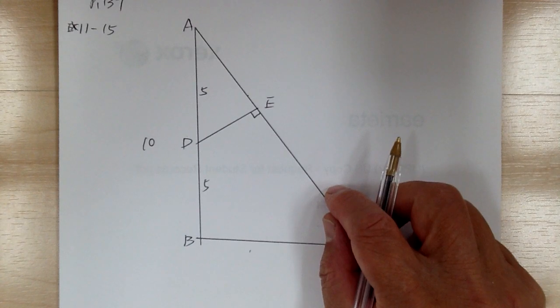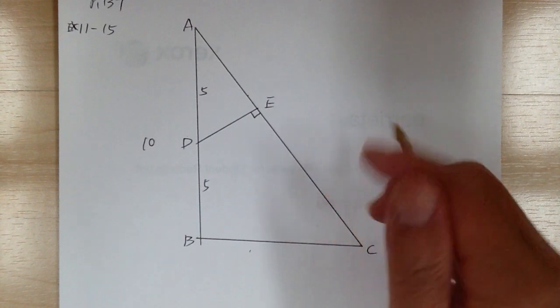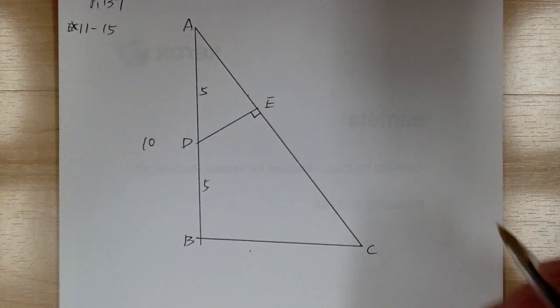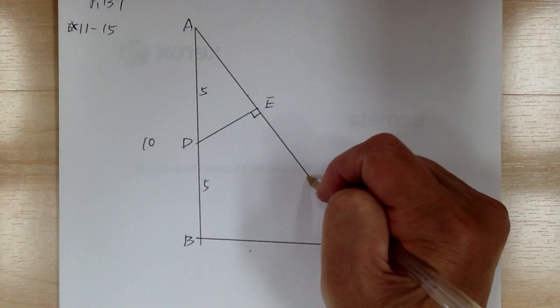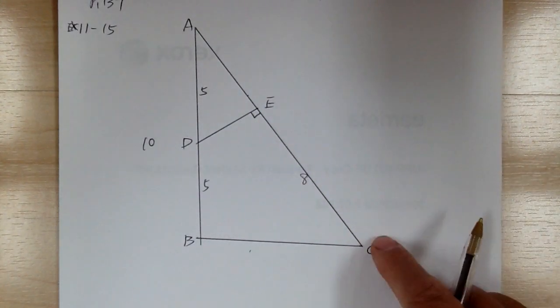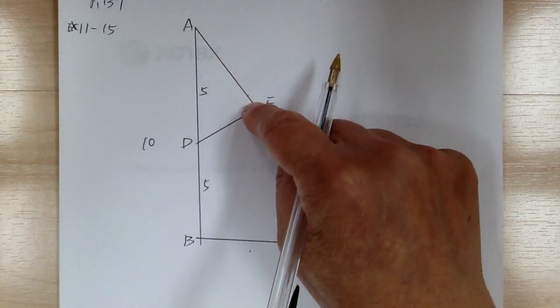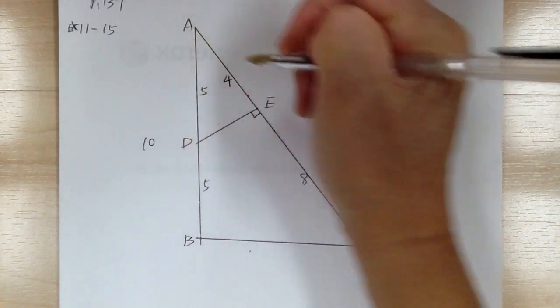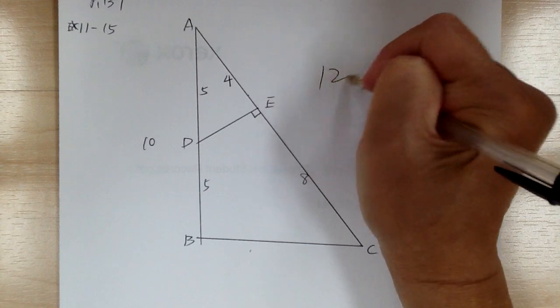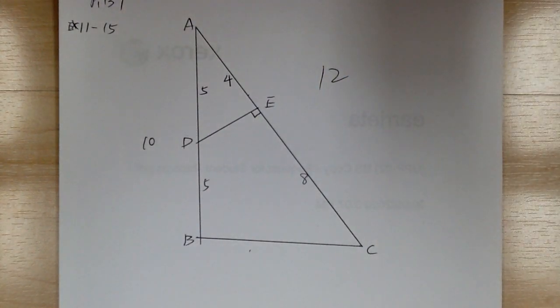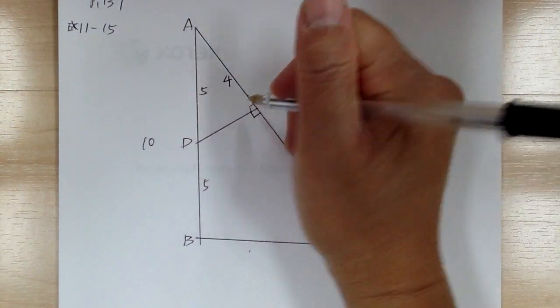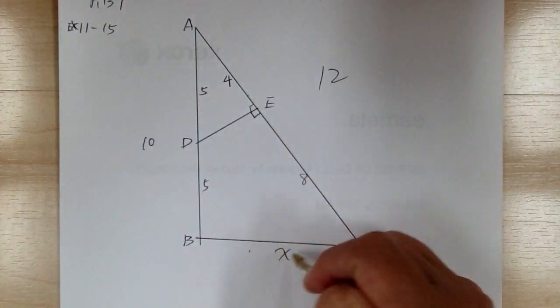Okay, and then next you got EC equal to 8. So EC equal to 8, so that's kind of right over here. EC equal to 8, and 2AE equal to 8, so this would be a 4. Okay, so that means this is 12 out here. And its angle AED is a right angle, and you're looking for BC.